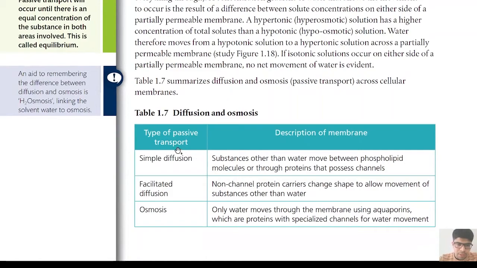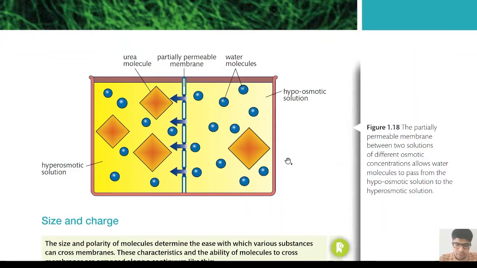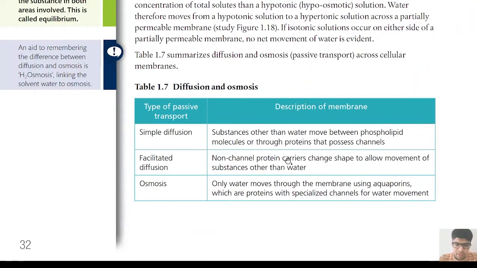The types of passive transport are simple diffusion, facilitated diffusion, and osmosis. In simple diffusion, substances other than water move between the phospholipid molecules or through proteins that possess channels. In facilitated diffusion, non-channel protein carriers change shape to allow movement of substances other than water. Osmosis: only water moves through the membrane using aquaporins, which are proteins with specialized channels for water movement.